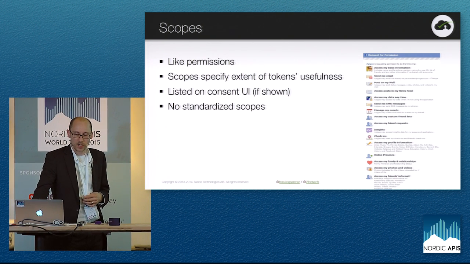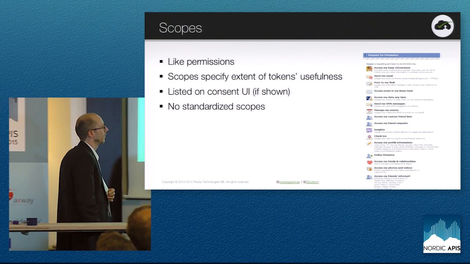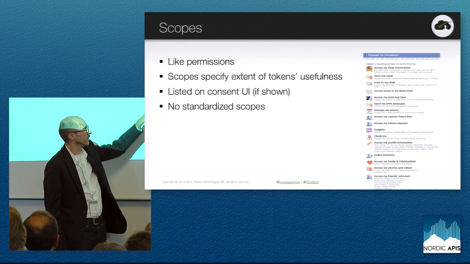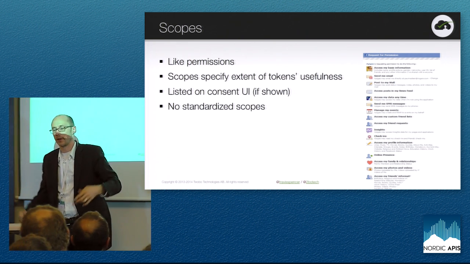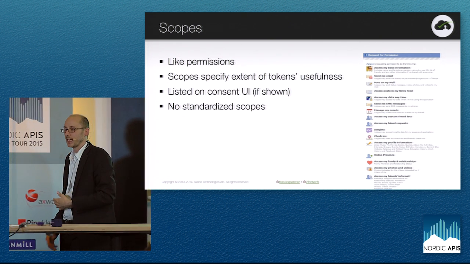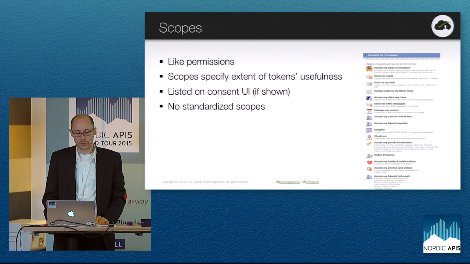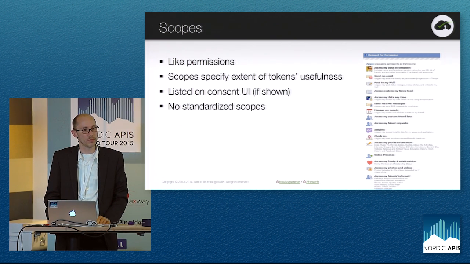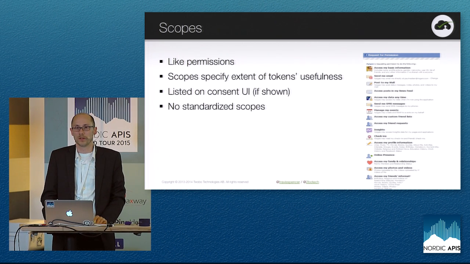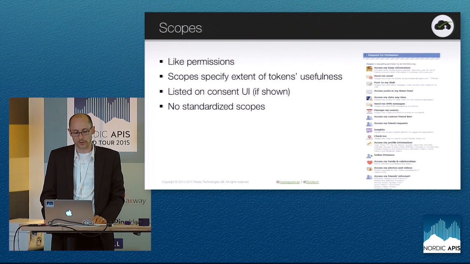OAuth also defines something called scopes. Scopes are like permissions. You may have seen these before in user interface screens like this, where as a delegator, you're being asked the question, do you want to allow this application or this delegatee to do things on your behalf? There's no standard scopes in OAuth, but this is actually a good thing. So you have lots of flexibility of modeling the permissions and the delegations that you are having in your system.